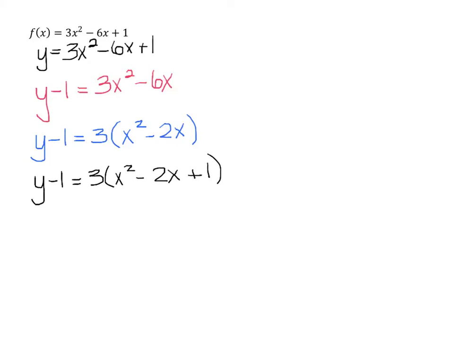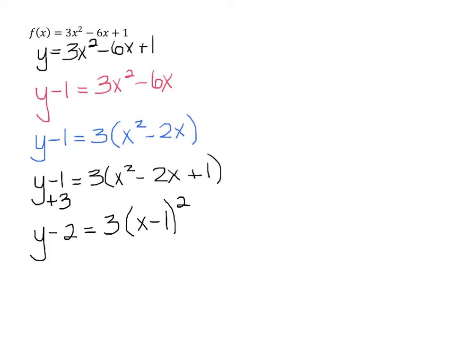Now, on the left-hand side, we know that we need to add 1. The problem is we really didn't add 1 here. We added 1 times 3. So, over on the left-hand side, what you really need to do is add 3 more to that, so that your equation is now y minus 2 is equal to 3 times x minus 1 quantity squared. And now we're in vertex form.